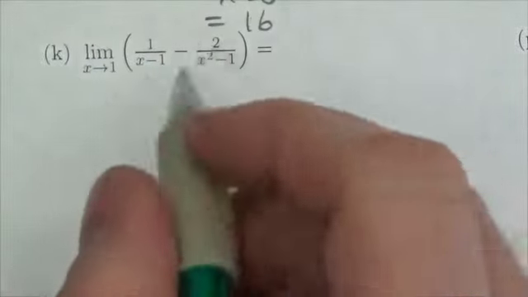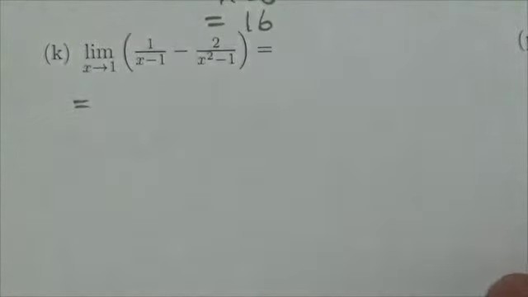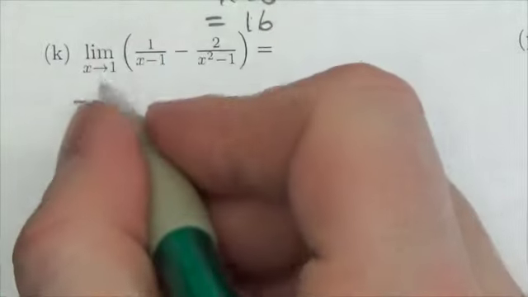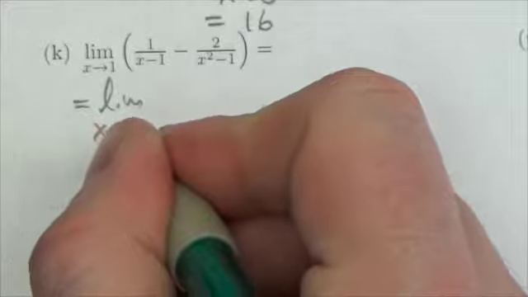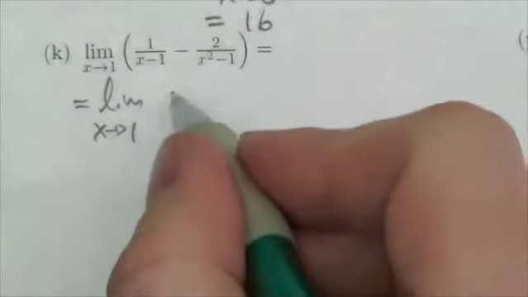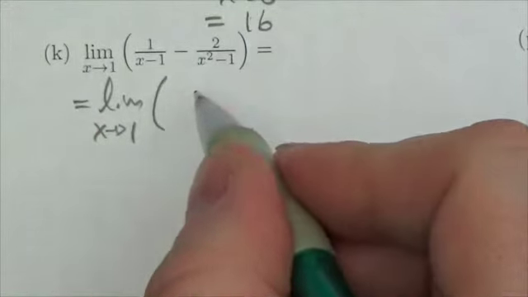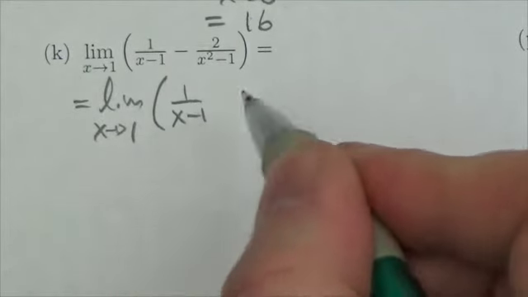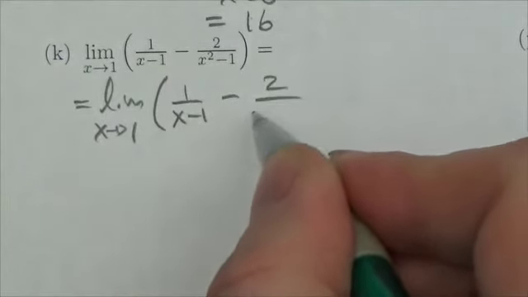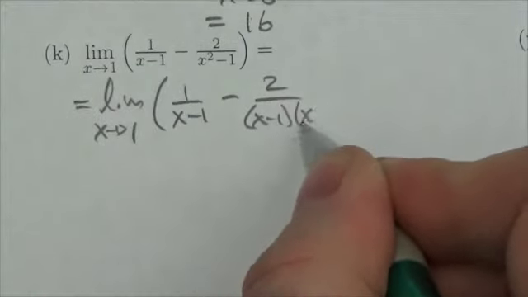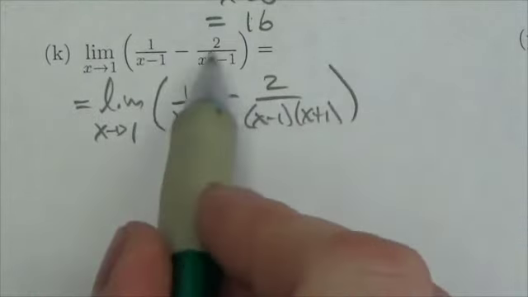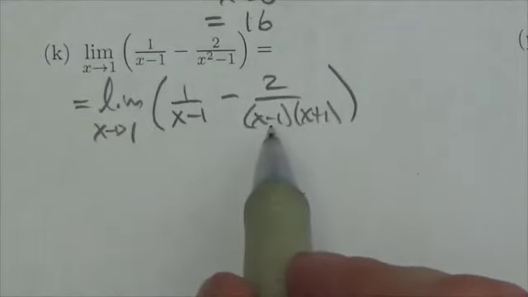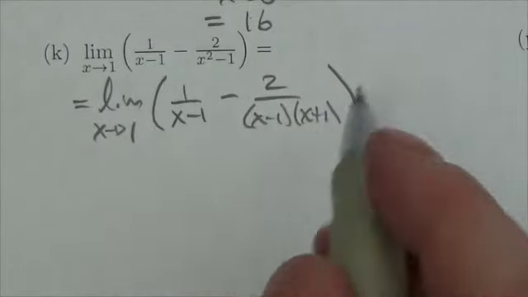And actually, I'm going to do this down here, because instead of coming straight down, I'm going to move over a little bit. So this will be the limit as x approaches 1. What I really need to do here is add these two fractions together to get a single rational expression. So that's 1 over x minus 1, minus 2 over (x minus 1)(x plus 1), because I notice that the denominator there is a difference of squares, which means my common denominator here will be (x minus 1)(x plus 1).